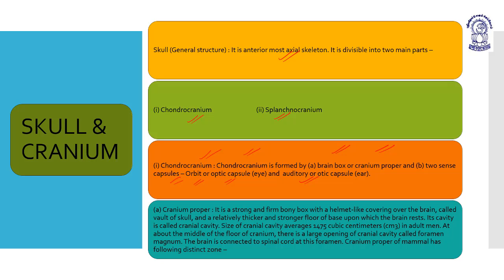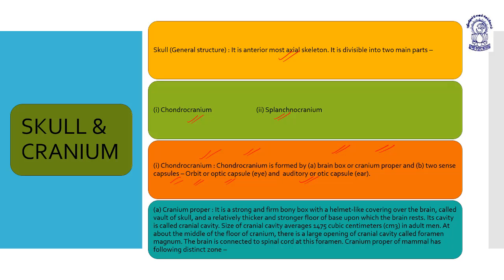Cranium proper is a strong bony box, very important. It is the brain box with a helmet-like covering over the brain called vault of skull, and a relatively thicker and stronger floor or base upon which the brain rests. Its cavity is called cranial cavity.